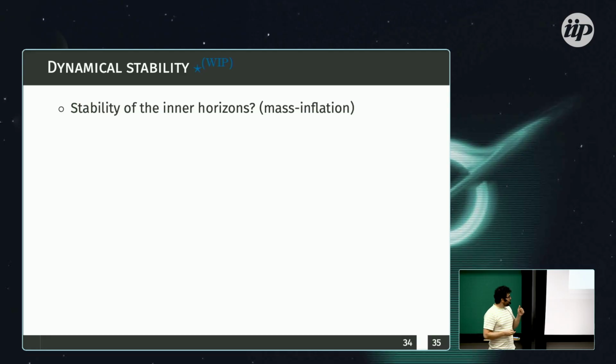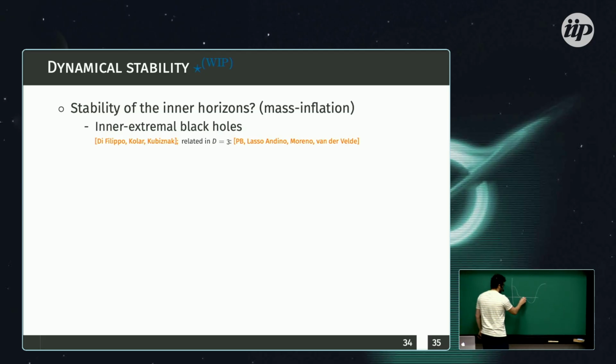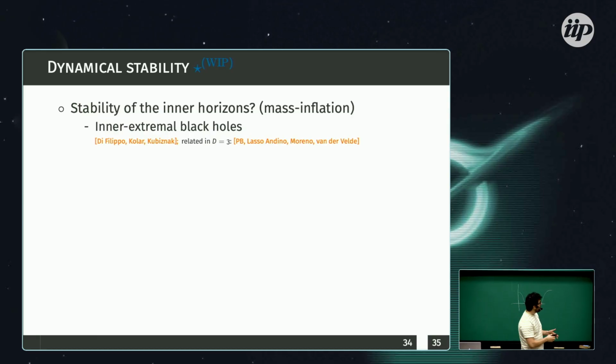So what about this? One possibility, which is perhaps a bit brute force, but it solves the problem, is to consider inner extremal black holes. This is a bit weird in the sense that you are actually imposing that the surface gravity at the inner horizon is zero. So instead of having a blackening factor like the one I was showing you before, it would be something like this. Here the inner horizon has zero surface gravity and then there's no mass inflation. There's no problem with this.